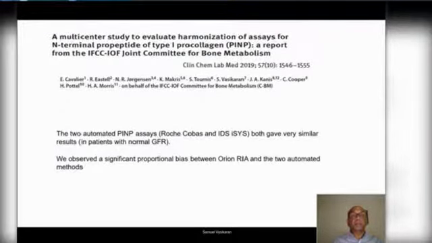So for P1NP, even though the two automated systems measure intact or total P1NP, they in fact give similar results in patients with normal GFR. However, the Orion RIA gives different results, so that cannot be used interchangeably.